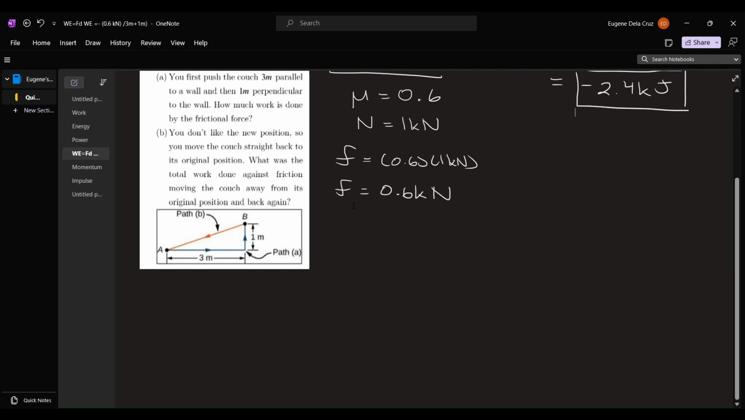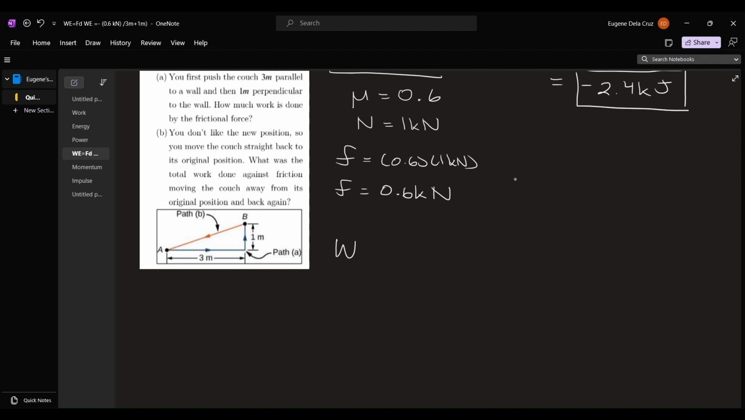And then moving on to letter B, you don't like the new position, so you move the couch straight back to its original position. What was the total work done against friction, moving the couch away from its original position and back again? So what we're looking for here is the work done against the friction.